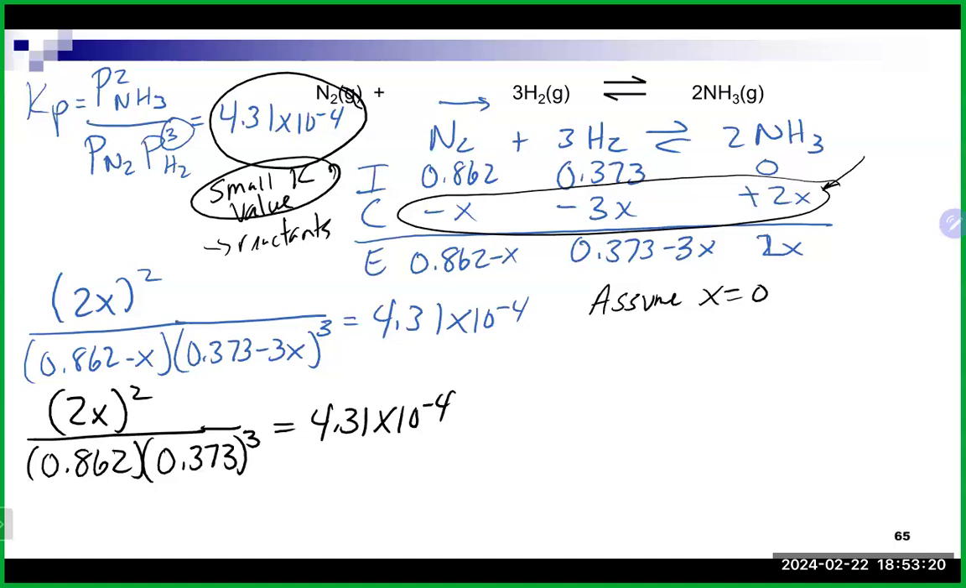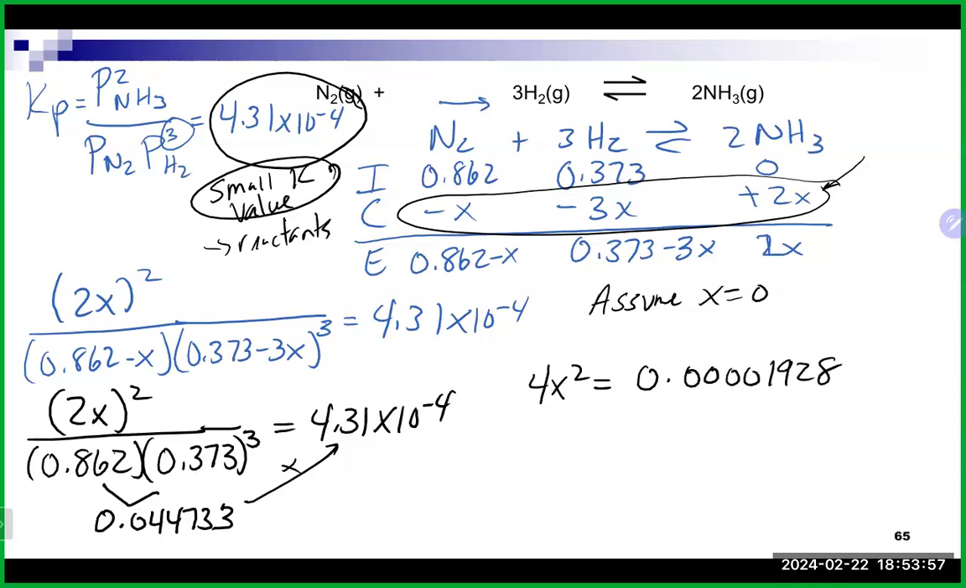So we are going to solve this. I'm going to clean up the bottom here, and I'm going to get 0.373 cubed times 0.862. That's going to give me a 0.044733. I'm going to multiply that now to the other side. And I'm going to make sure I use my exponent button. I'm going to get basically 4x squared equals 0.00001928.